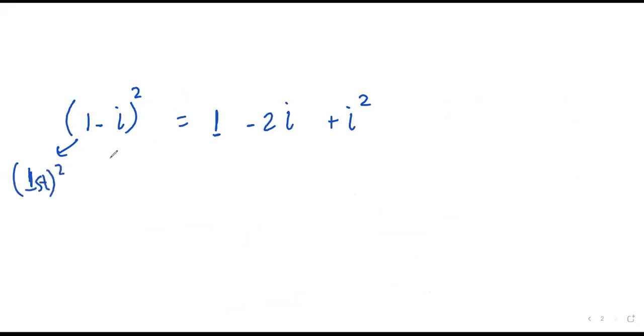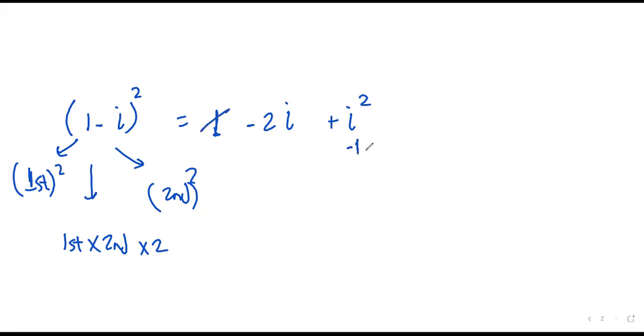If I have something like 1 minus i all squared, how can we simplify it? The first square is 1, the second square is i squared, and the first times the second times 2, it's negative 2i. Again, the first square and the second square, and in the middle we have first multiplied by second multiplied by 2. So you know that i squared is negative 1. So 1 and negative 1 are going to be cancelled, so it's negative 2i.